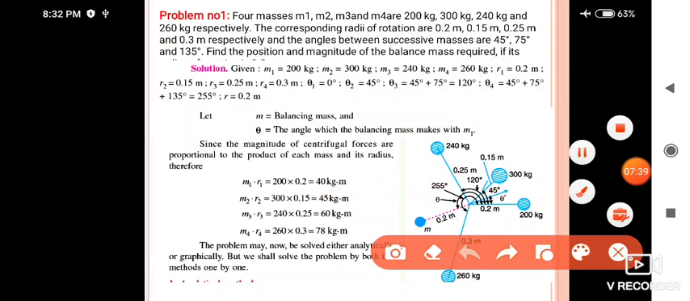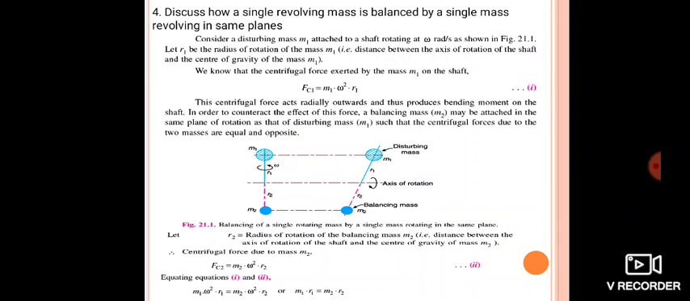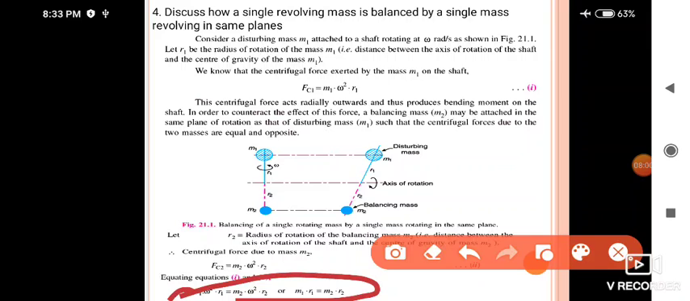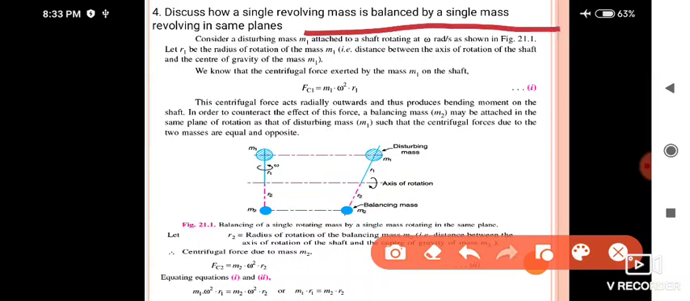Hence fc2 is equal to m2 omega square into r2. So just same as this centrifugal force equation 1. So equating these two equations, finally we're going to have this equation, that is m1 into r1 is equal to m2 into r2. So this is all about this single revolving mass is balanced by this single mass revolving in the same plane.